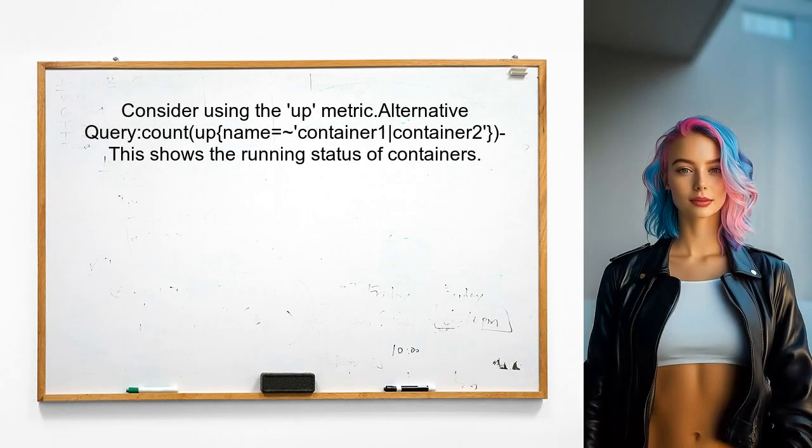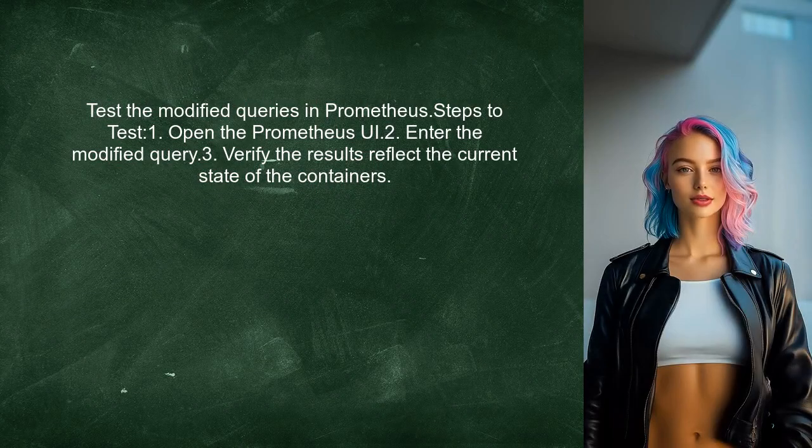Additionally, the user should consider using the up metric, which indicates whether a container is running or not. This can provide a clearer picture of the container's status. Finally, the user should test the modified queries in the Prometheus UI to ensure they reflect the correct state of the containers. This will help confirm that the changes have resolved the issue.